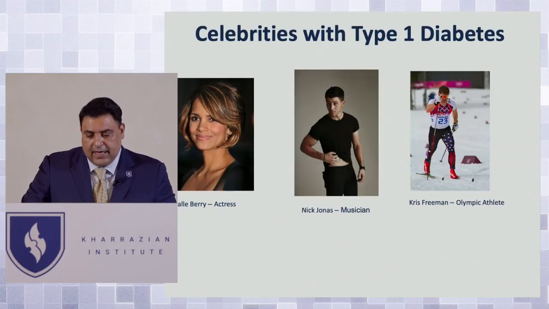Here are some commonly known athletes and celebrities that have type 1 diabetes: Halle Berry, Nick Jonas, Chris Freeman. These are people that still function very well with their autoimmunity, but this is the type of thing that would be an immediate red flag for you. If a person that looked healthy like these individuals walked in and had diabetes, that would be screaming autoimmune diabetes to you.